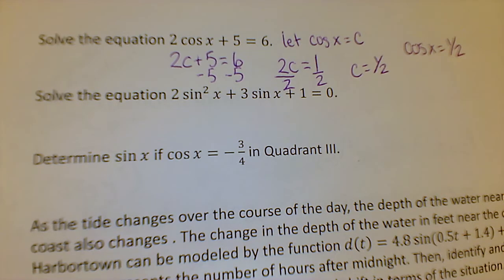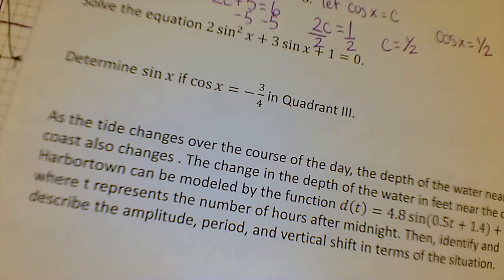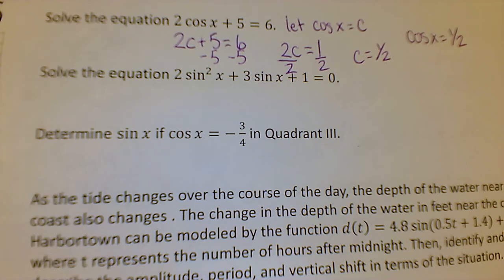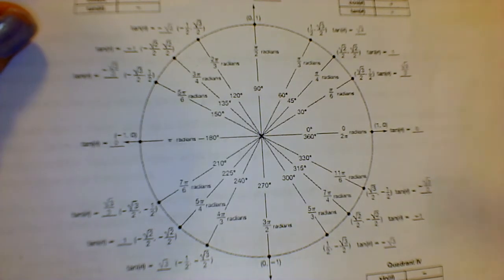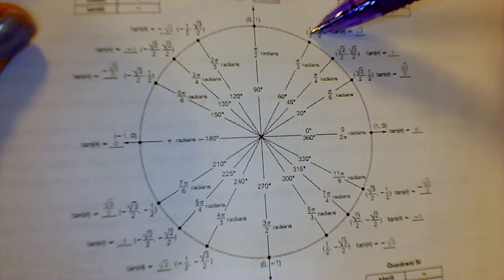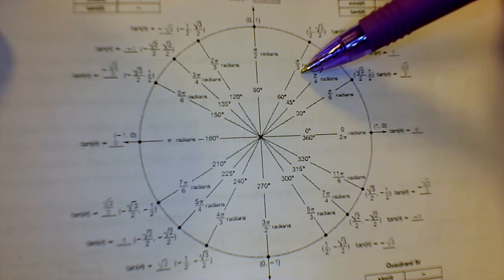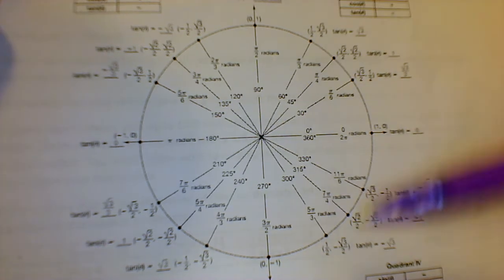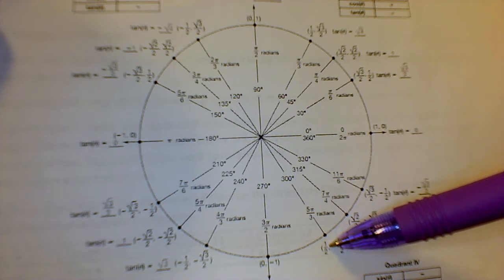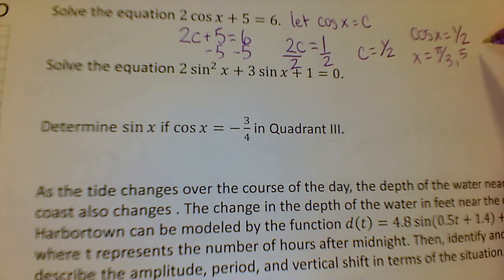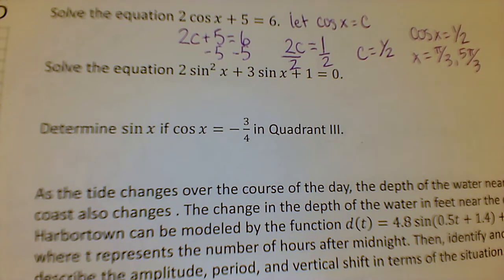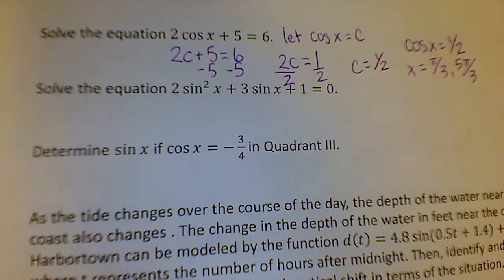And then from there I'm going to go to my unit circle. On my unit circle, I'm going to look for where cosine equals 1/2. Cosine, remember, is our x values, so 1/2 there. So I've got pi over 3, and it's also right here at 5 pi over 3. So those are my two answers. Great, and we're done with that one.